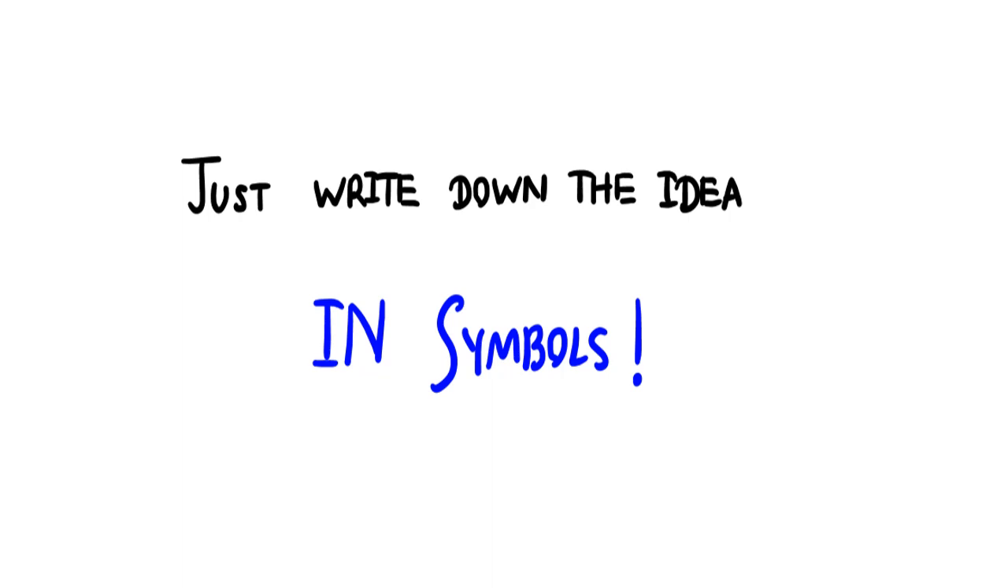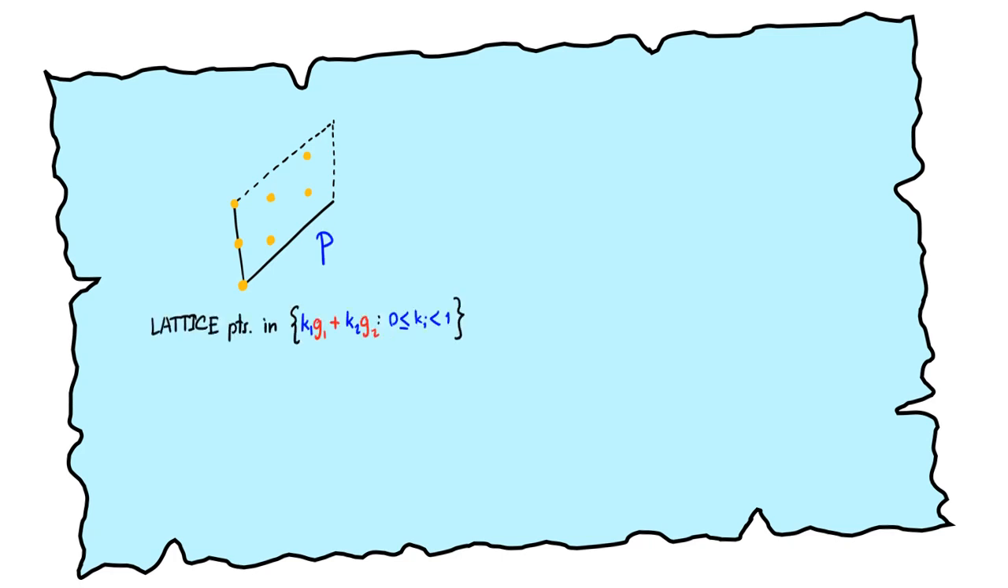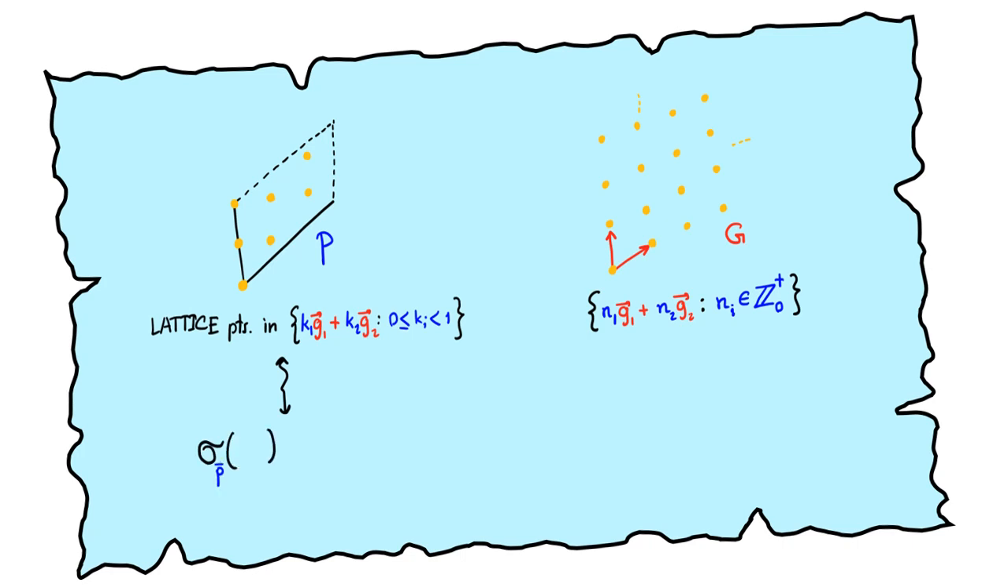Okay, we will do the 2D case first to make things simple. Consider the following two collections of lattice points. First is the collection of lattice points in our base parallelogram P. And the second is the collection of lattice points in our grid G, generated by the non-negative integer combinations of G1 and G2. So algebraically, these collections are sigma of P and sigma of G respectively. So it means that we are just adding up the expressions in P and adding up the expressions in G.